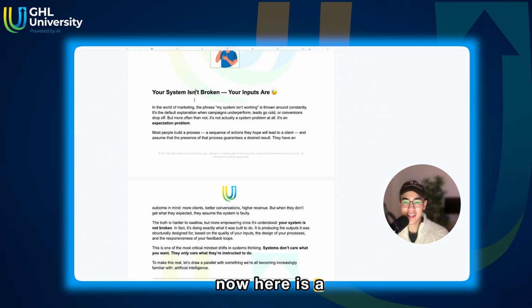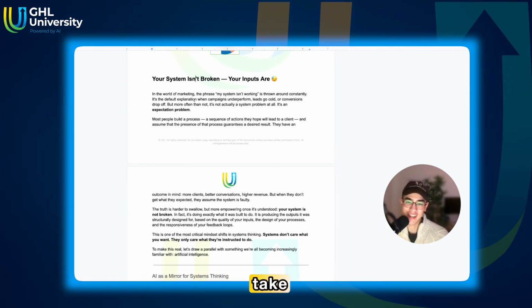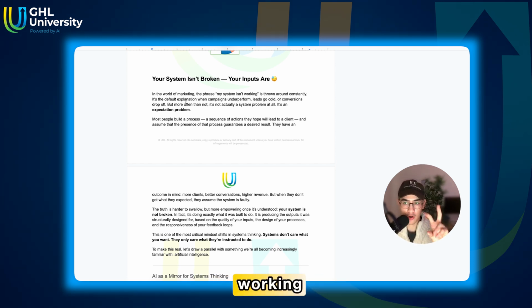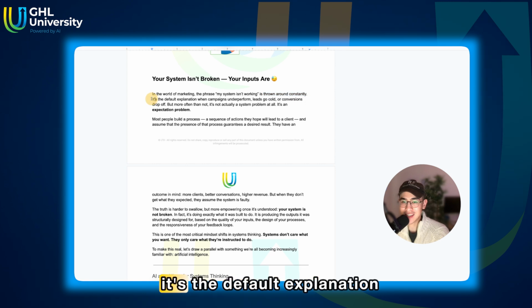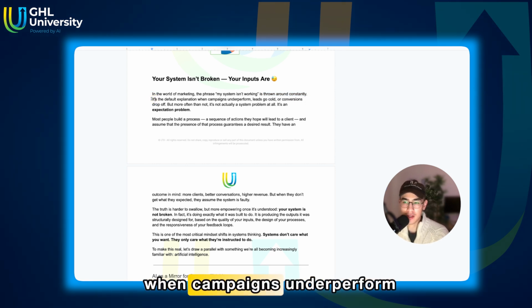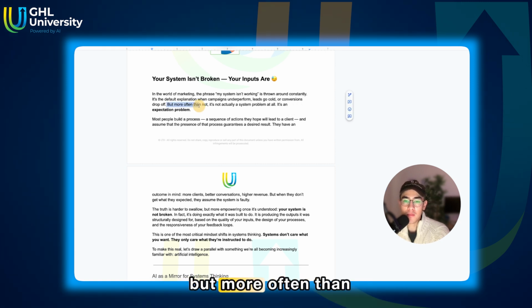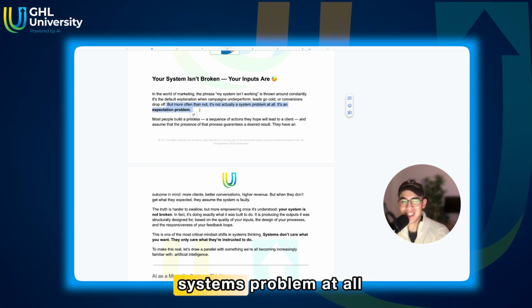Now, here is a pretty brutal and honest take. When I hear people say that their systems are broken, or they're not working, it's kind of bullshit. It's basically thrown around constantly. It's the default explanation when campaigns underperform, when leads go cold, or conversations or conversions drop off. But more often than not, it's not actually a systems problem at all.